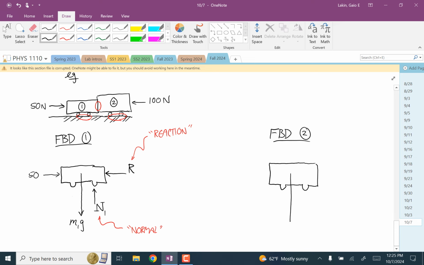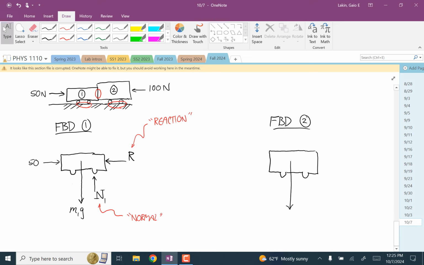There's a weight force down, and that is the mass of body 2 times g. So I'll just call that m2g. On the boundary of this body, the 100 Newton force acts, but the 50 doesn't. So I'm going to put the 100 in over here.